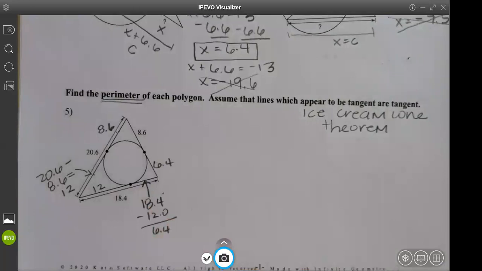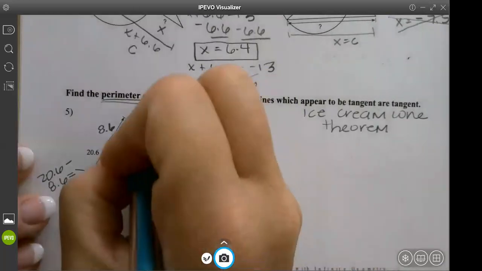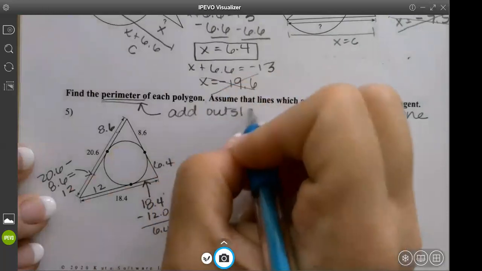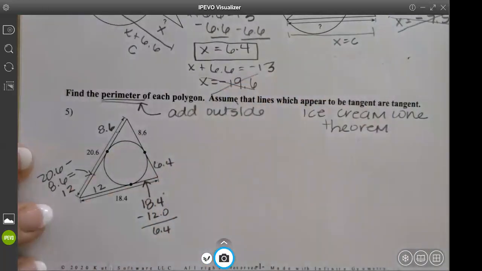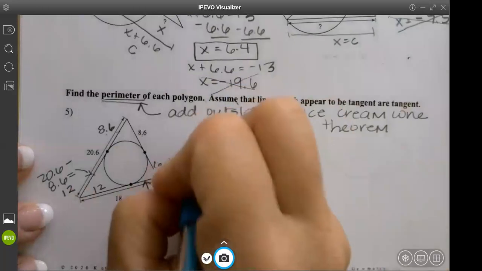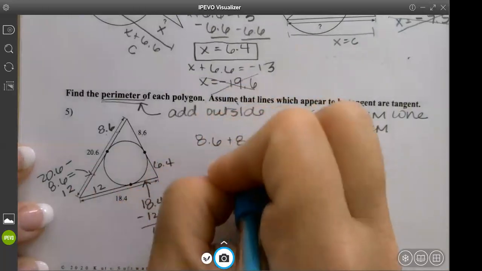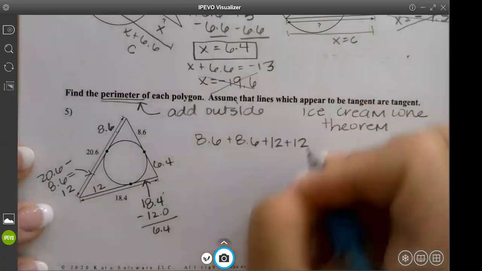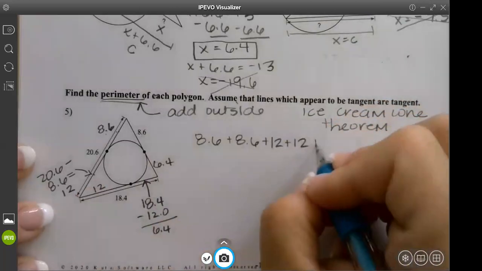Now, what does perimeter mean? Add all the sides, right? Or add the outsides. Right. So we have two 8.6s. We have two 12s. And we have two 6.4s.